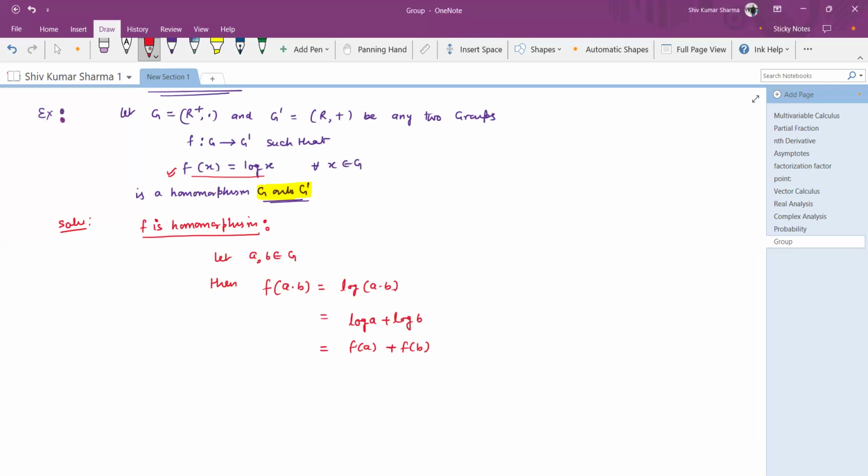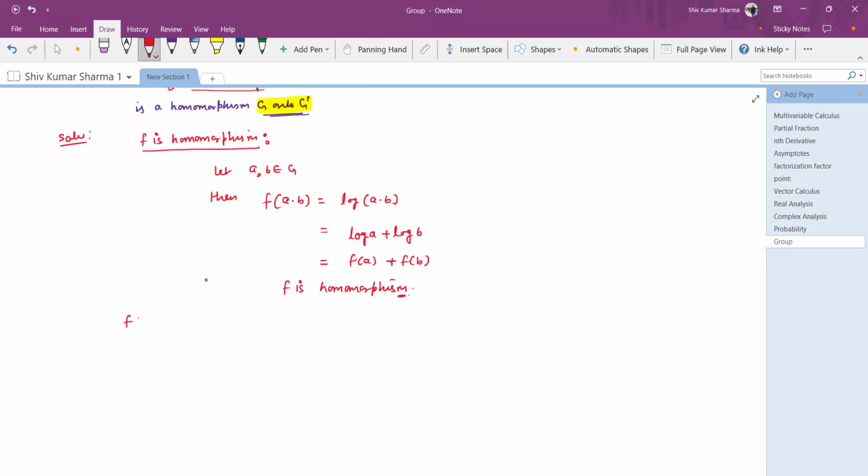The operation on the function side, that is for G dash, is addition. So we can say that the function f is a homomorphism. Now we move to the second part.